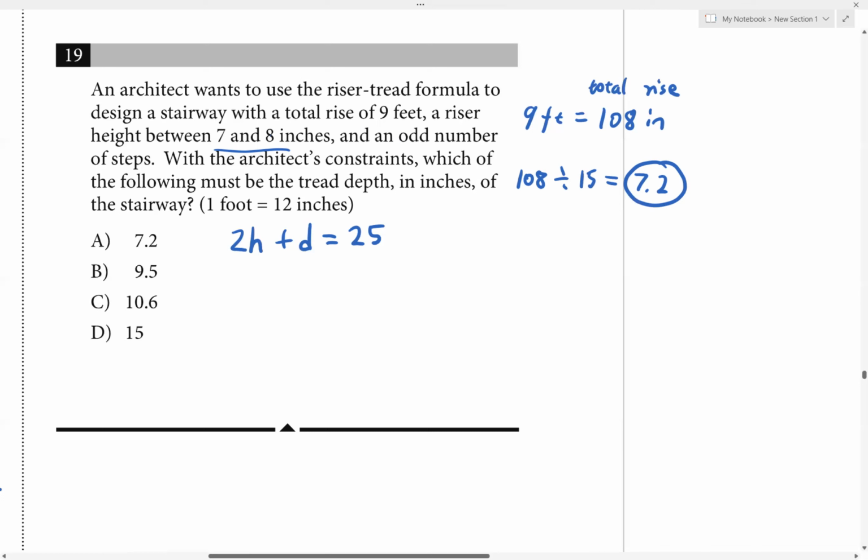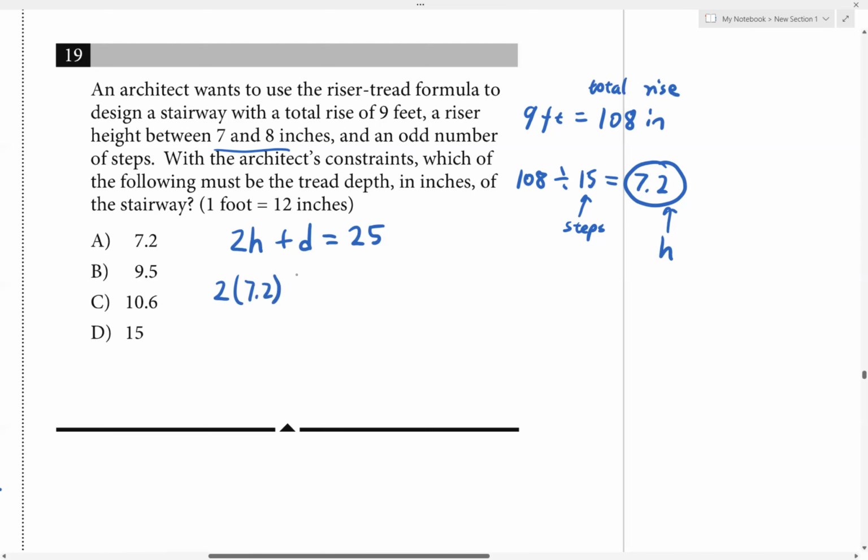7.2 is between 7 and 8, so that works. We should have 15 steps, which is an odd number of steps, and we get 7.2 as the height of each stair. That's the riser height, which is the h value. By doing 15 steps, h is 7.2, so that satisfies all the constraints. This is really tricky, but this is how we can figure out the h value. So h is 7.2.